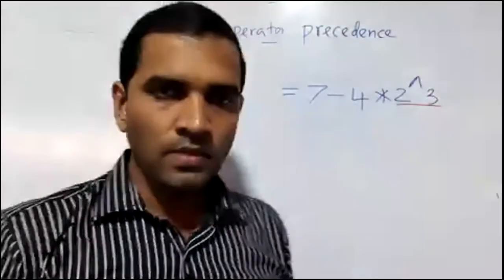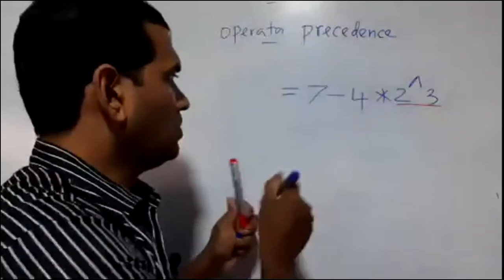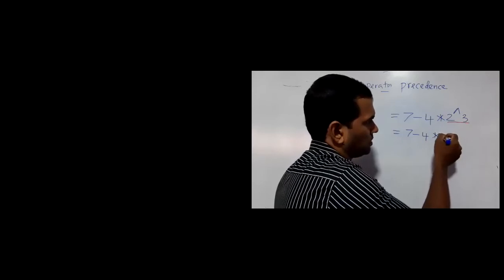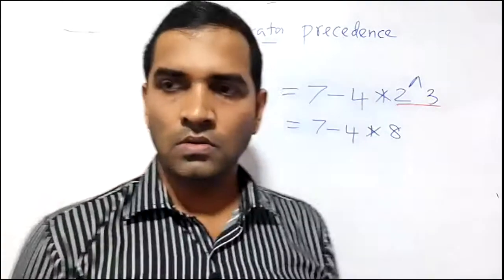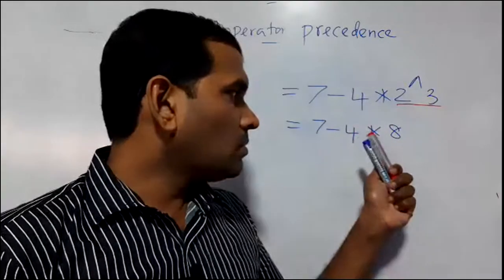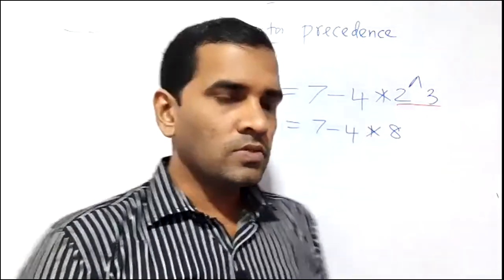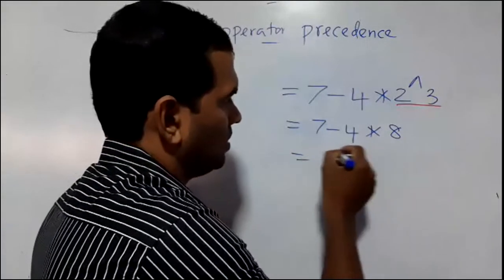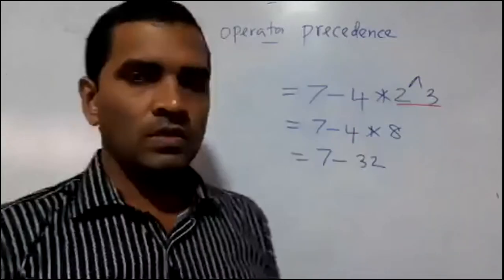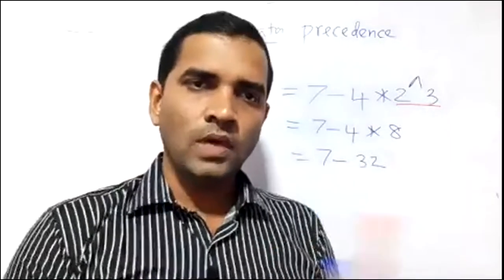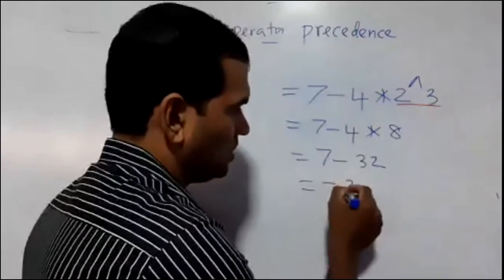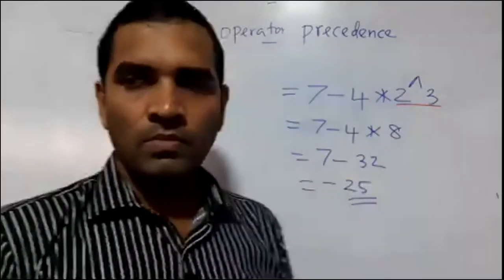So you know 2 to the power 3, right? So it must be 8. So I'm writing the remaining part there as they are: 7 minus 4 asterisk 2 to the power 3, it's 8. Okay. Now you have only two operators. Among them, asterisk has the highest precedence, right? So it has to be 7 minus 32, right? 32. So now we have only one operator, which is minus. So 7 minus 32, it's minus 25. So answer is minus 25.